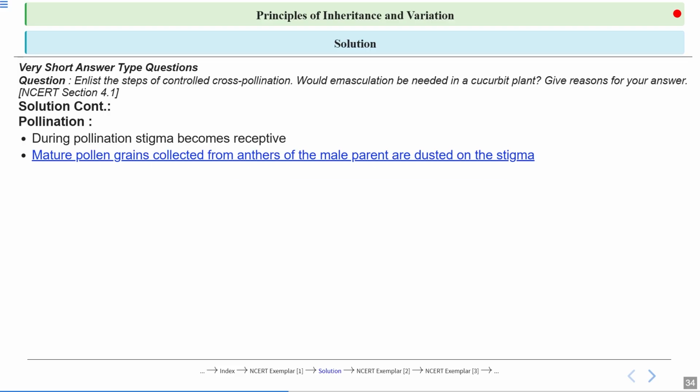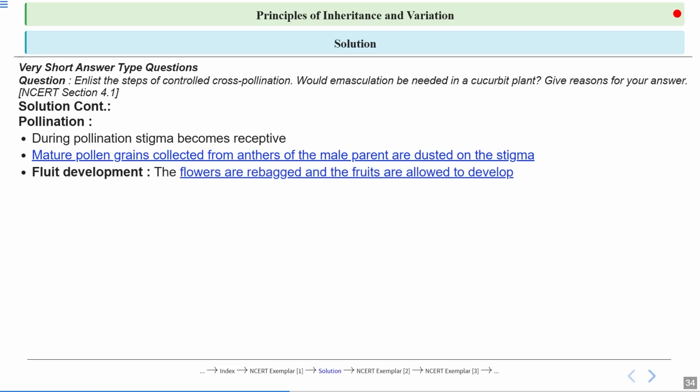Clear? Now next step is fruit development. So then the normal development takes place. Clear? After pollinating, the flowers are again bagged. Clear? They are rebagged to allow fruit formation.